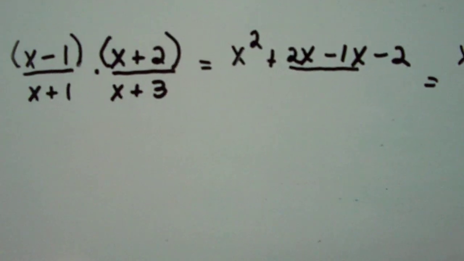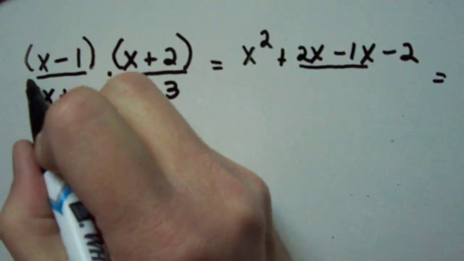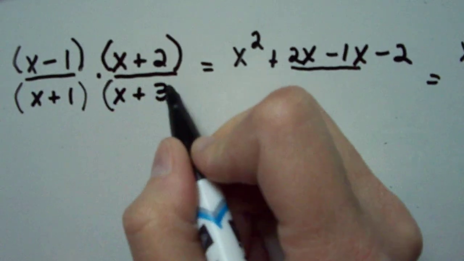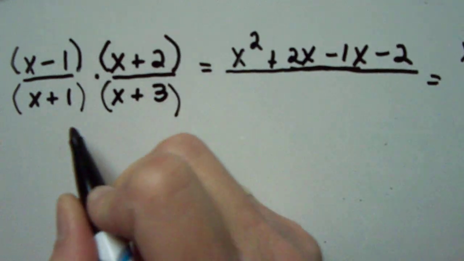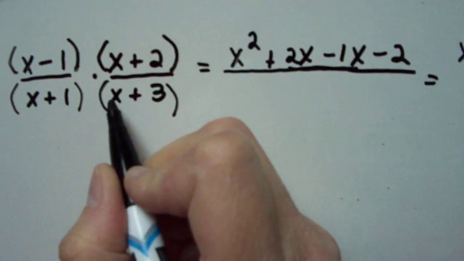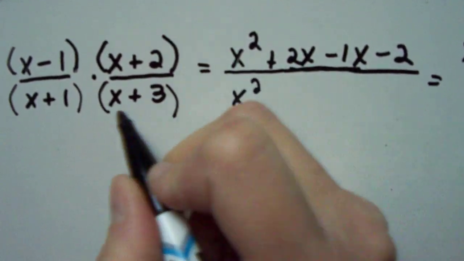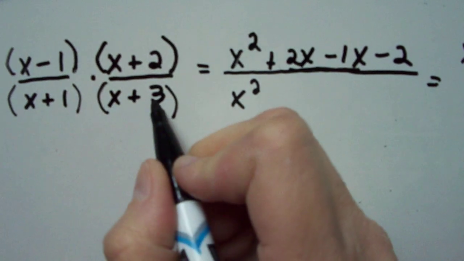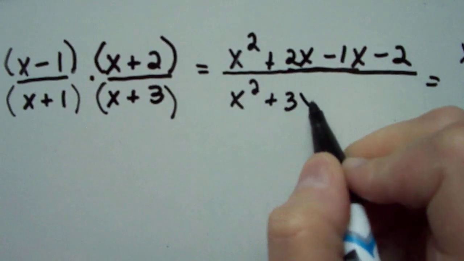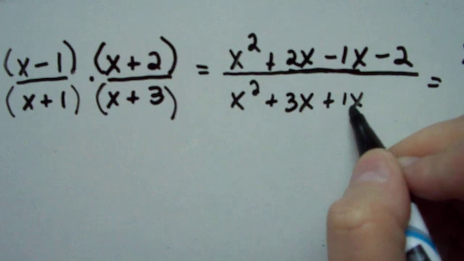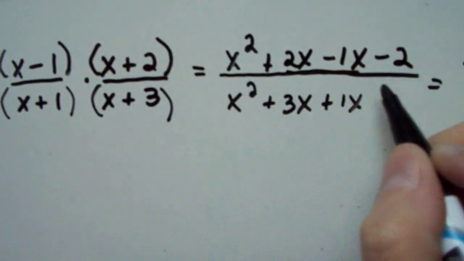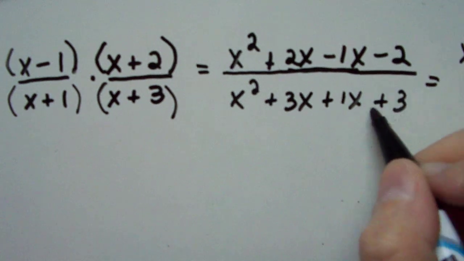Okay, let's see if we can do the bottom the same way. Add parentheses if it will help you. Our first term, x squared. Our outside term, x times 3, is 3x. Our inside term, 1 times x, is 1x. And our last term, 1 times 3, is 3.